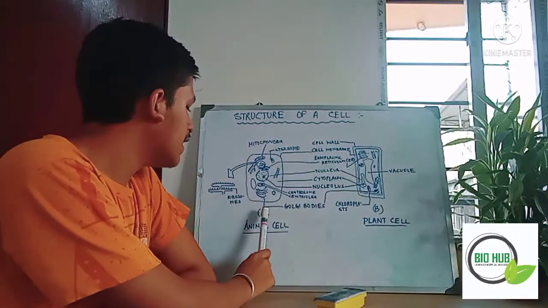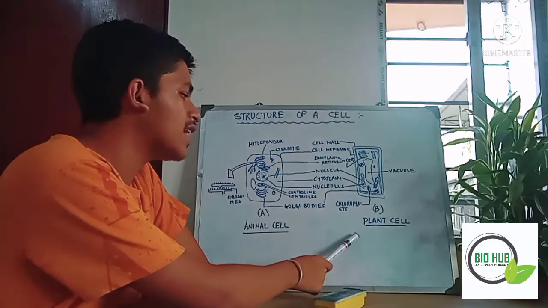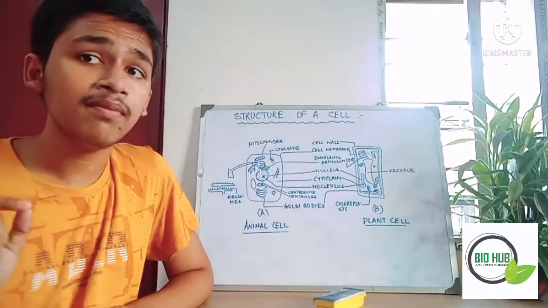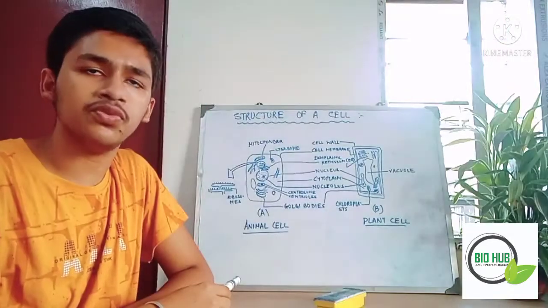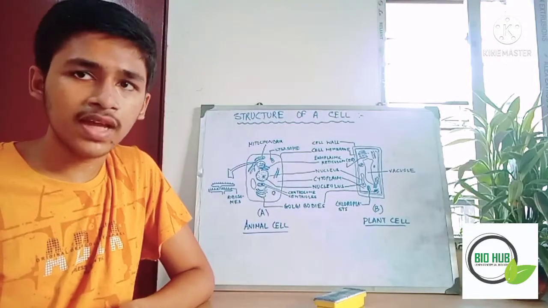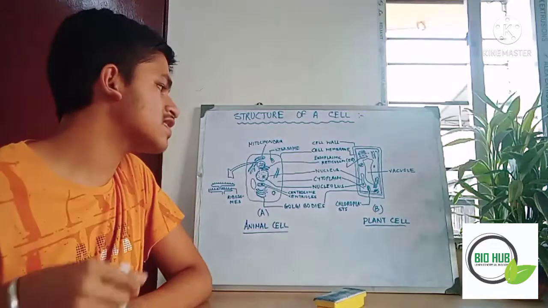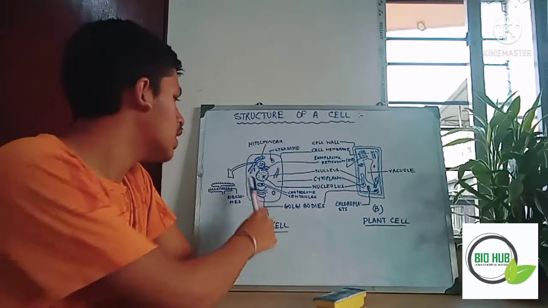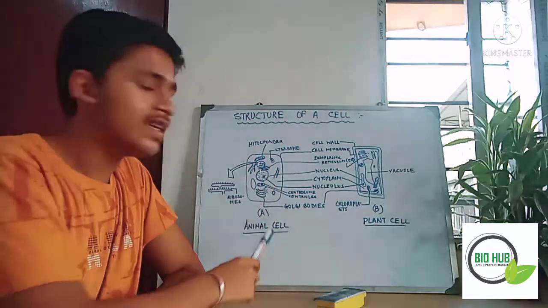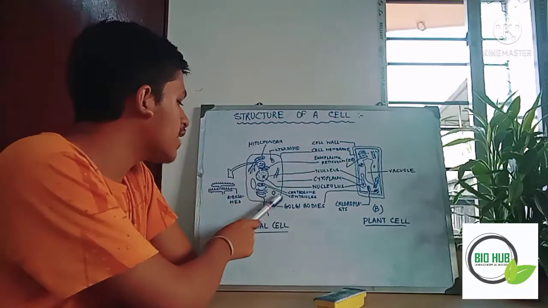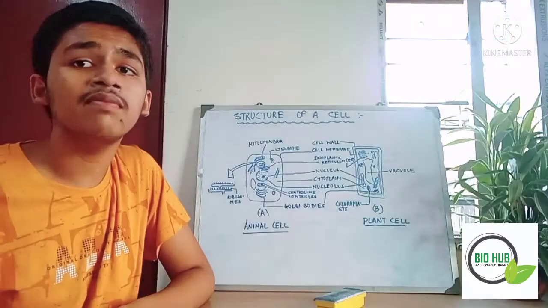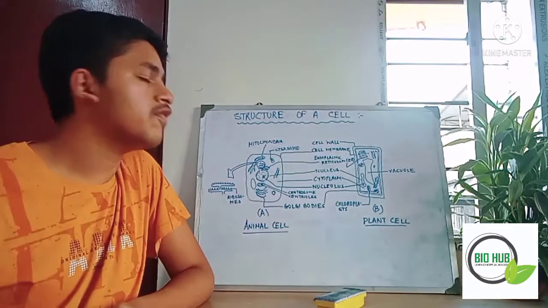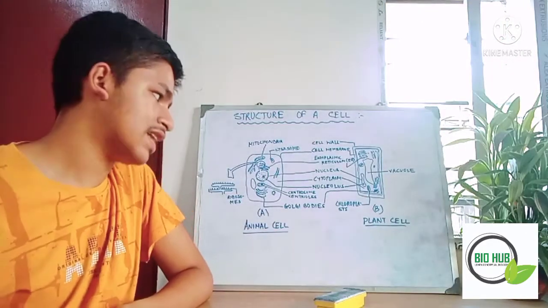Now, in the animal cell and plant cell, if you notice very minutely, you will find some differences between them. But we will come to that later on. First, let us discuss the animal cell. In the animal cell, you can see that there is an outline. This outline is nothing but the cell membrane. I think you have already learned about the cell membrane in your books.